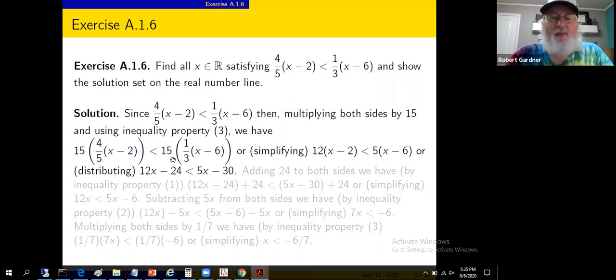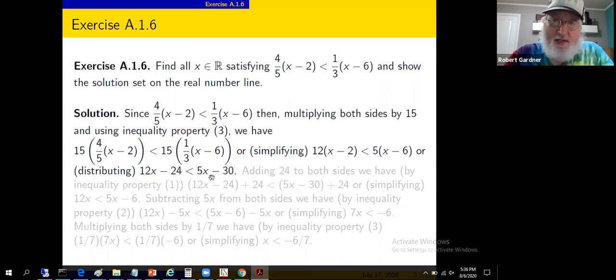So multiply both sides by 15. Simplify. Let's see, 15 divided by 5 is 3. 3 times 4 is 12. We'll have a 12 out front there. 15 divided by 3 is 5, so we'll have a 5 out front there. Okay, so that simplifies to this. We can distribute. That becomes 12x minus 24. 5x minus 5 times 6 is 30. 5x minus 30. Okay, so the original inequality is equivalent to this one.